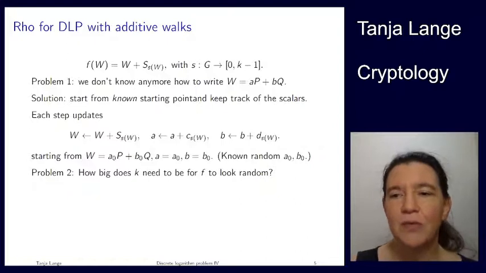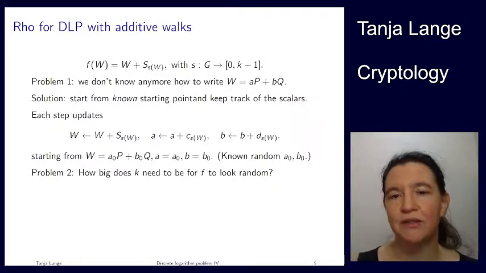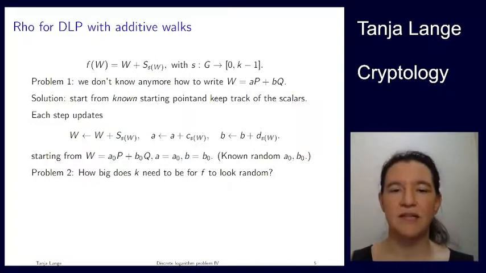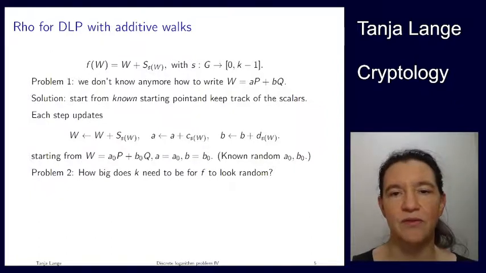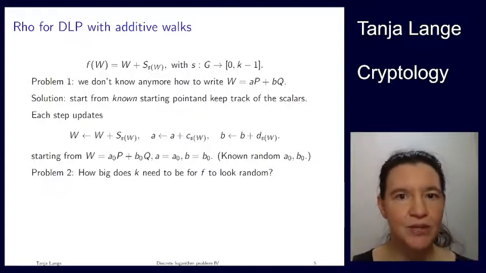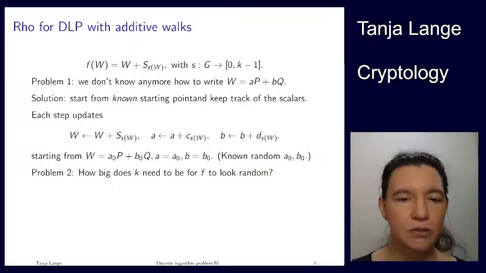Next question is, we can't possibly have n squared directions or even n directions, that seems excessive, but how large does k need to be for f to look random? The worst case would be if you have something like square root of n again, because then we would be doing square root of n precomputation here, and that would need square root of n storage, and the whole reason for doing Pollard rho is to avoid the storage.